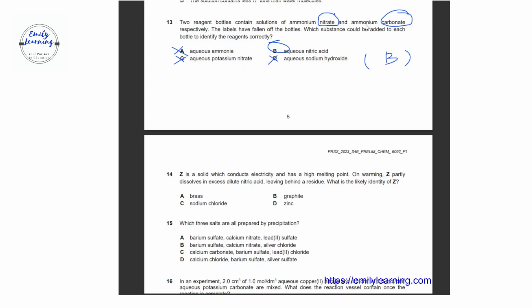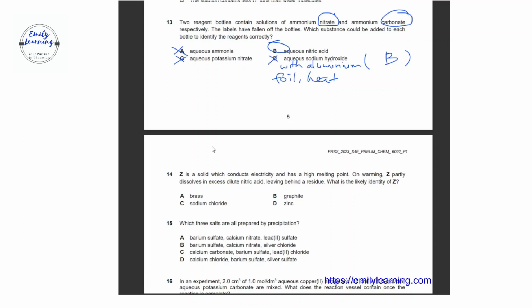So take note, if they change the option of question 13 to aqueous sodium hydroxide with aluminum foil and heat, you still need to say this cannot be used. The reason is that, although this is used to test for nitrate, once you add sodium hydroxide and heat, your ammonium will give ammonia gas. It doesn't need an aluminum foil.